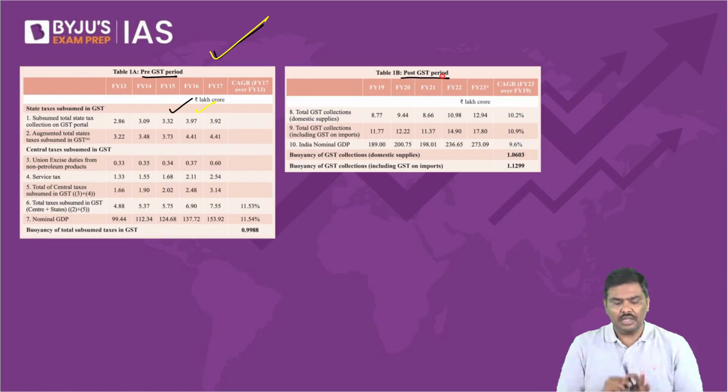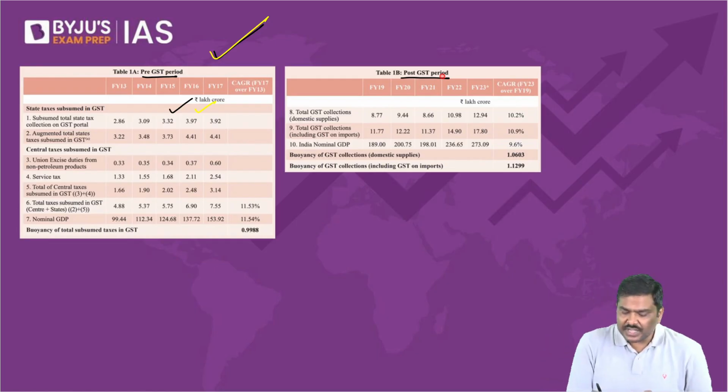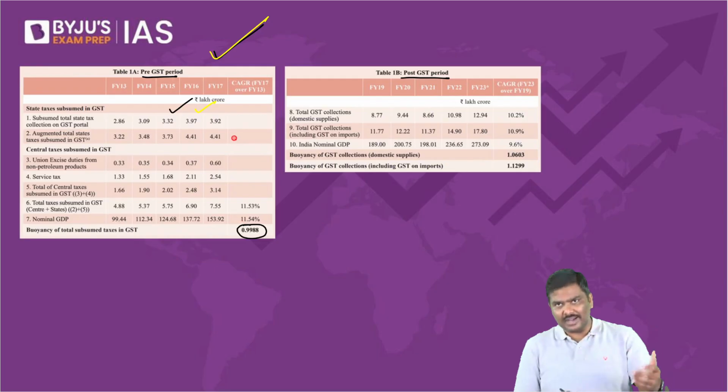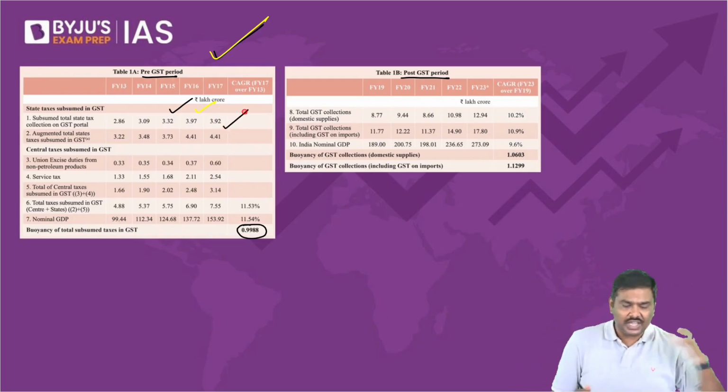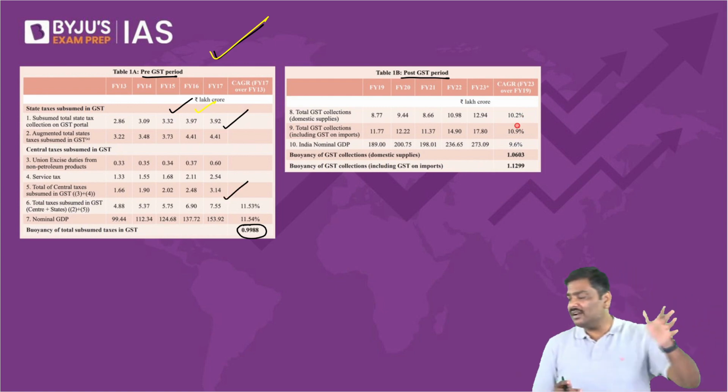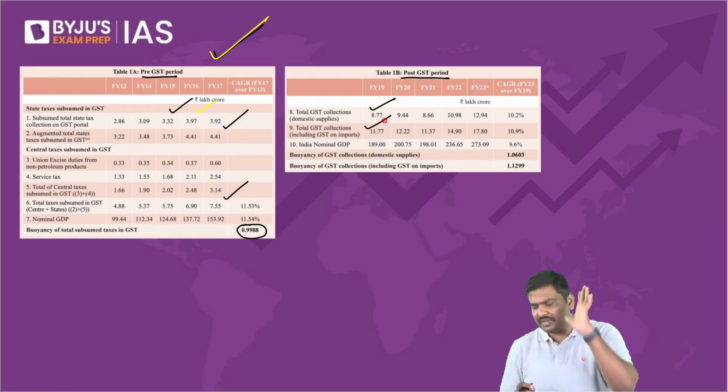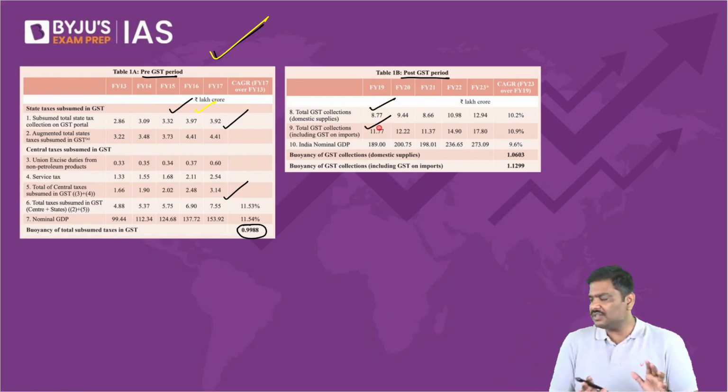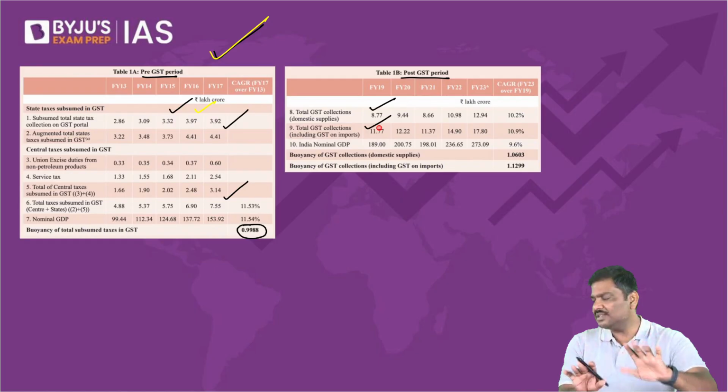Just observe. There's a term called buoyancy. We'll discuss that later. Have patience. So please make observations. How much taxes they would collect, that is the states would collect separately before GST and the central government would collect before GST. And what has happened to the GST collections right after the introduction of GST? Can I make one observation? Let me know. You remember that much, more than sufficient.